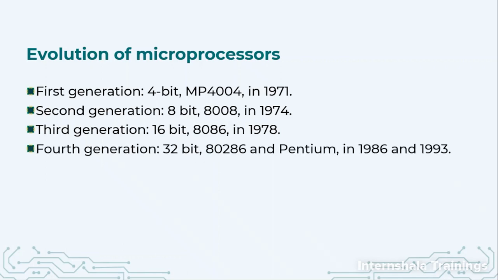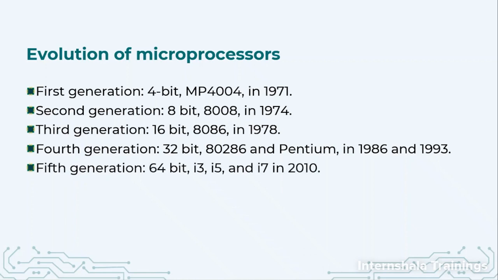In 1986, the 80286 and in 1993 the Pentium processor came. These were the 4th generation of microprocessors and 32-bit microprocessors. The Pentium processor really revolutionized the personal computers. Now we were able to perform a lot of general purpose tasks through these microprocessors, and that is the reason that computers came in every home.